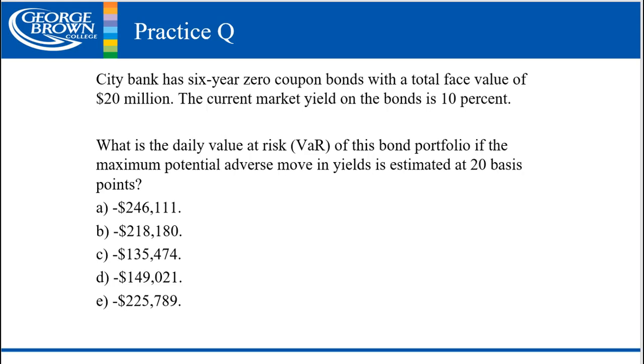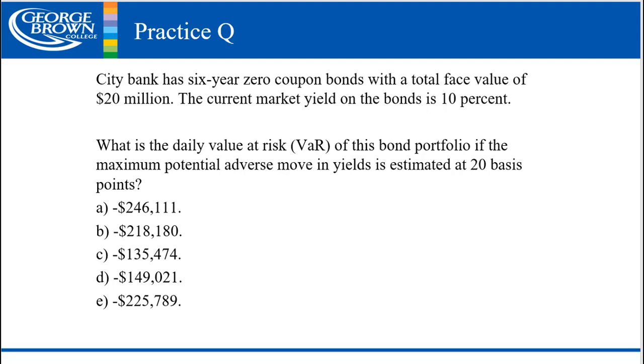Citibank has a 6-year zero coupon bond with a total face value of 20 million. Current market yield on the bonds is 10%. Now, though, it says, what is the daily value at risk, VAR, of this bond portfolio if the maximum potential adverse move in yields is estimated at 20 basis points?